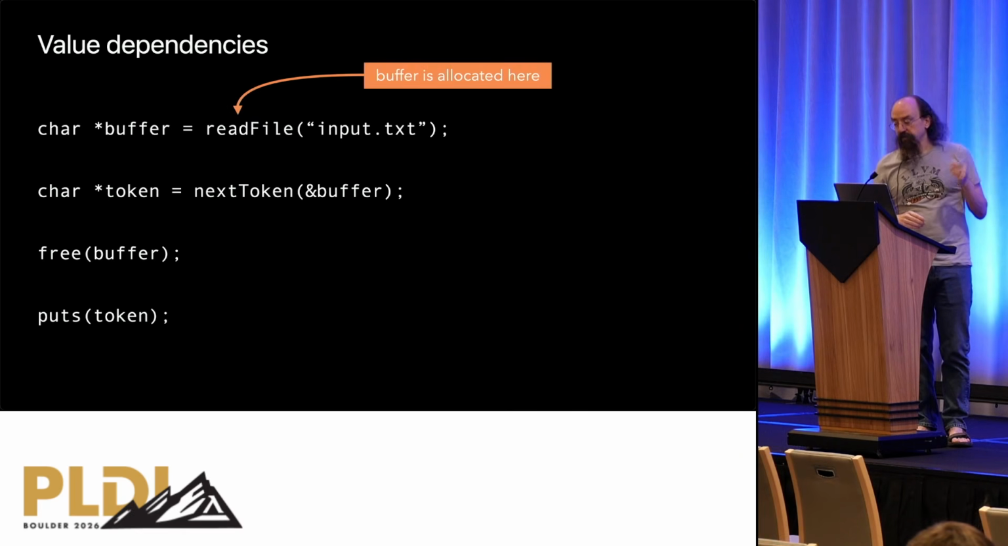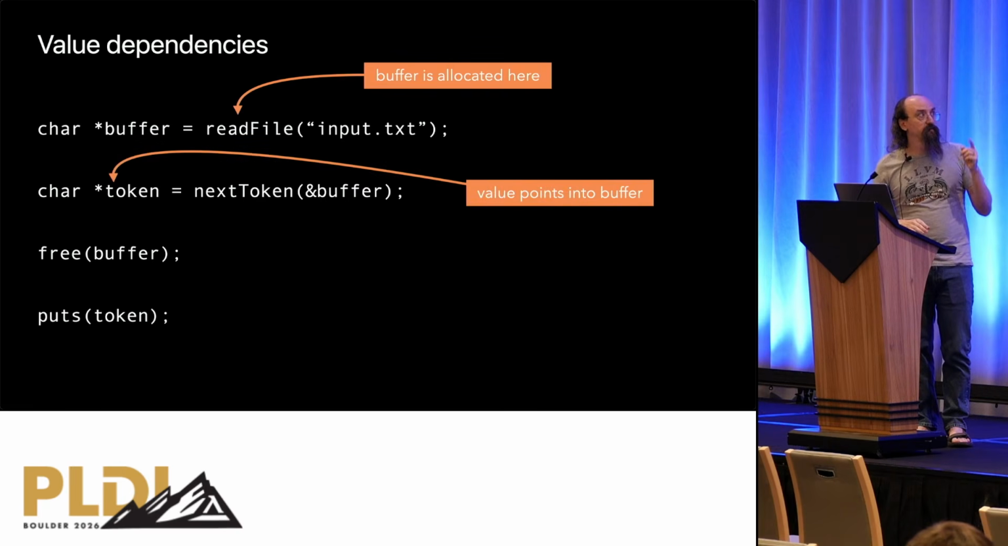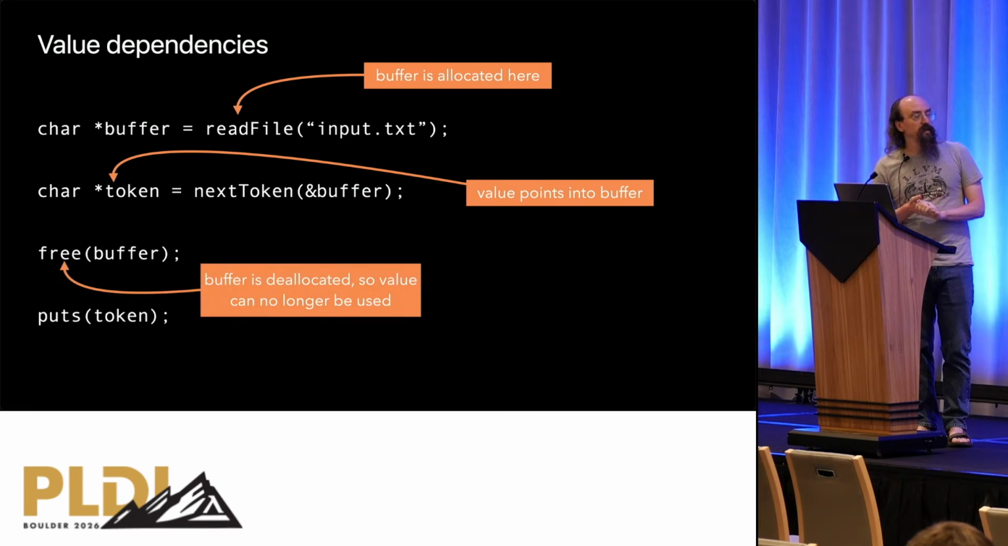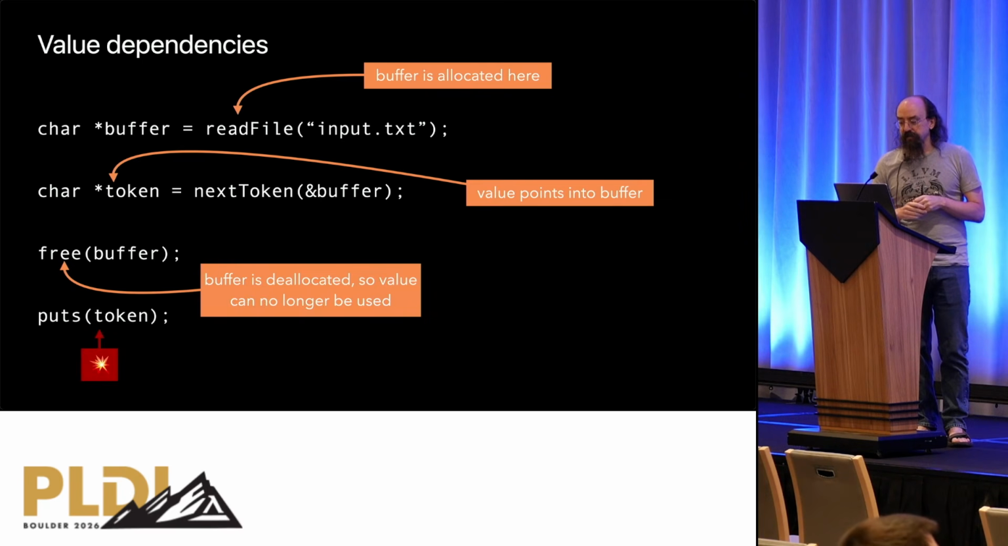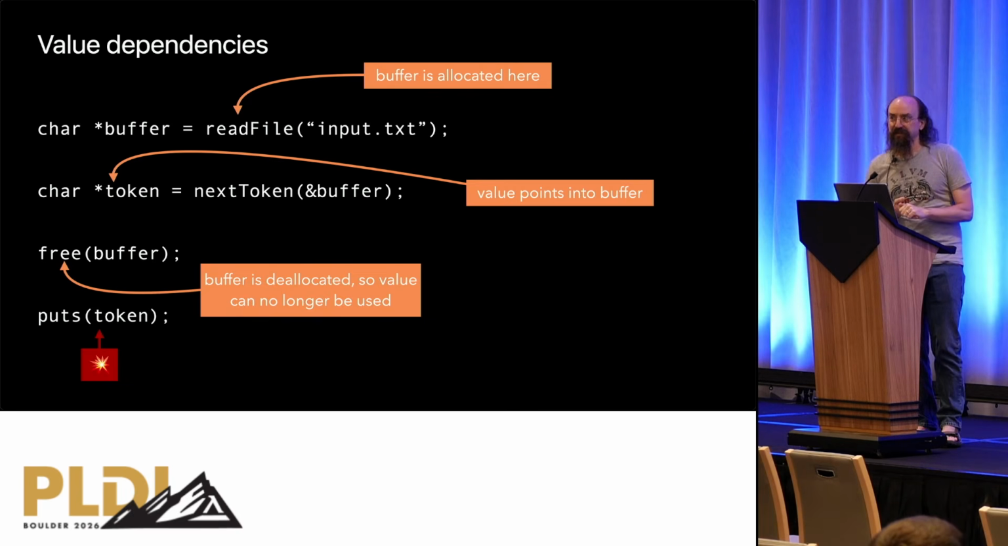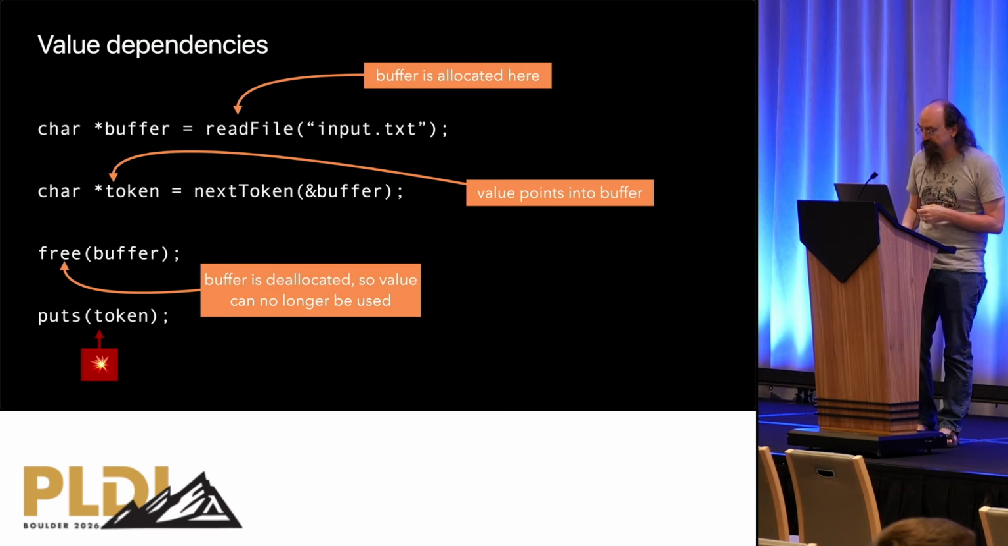I allocate a buffer here. When I call nextToken, and then I free the underlying buffer, token is now a dangling pointer. So if I use it, I've got a use after free. And you know, this is a bug that's occasionally been known to happen in C code. Like, it's caused some consequences for a few people.